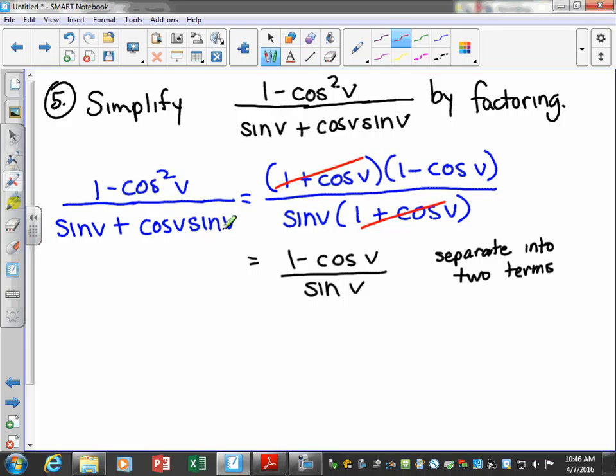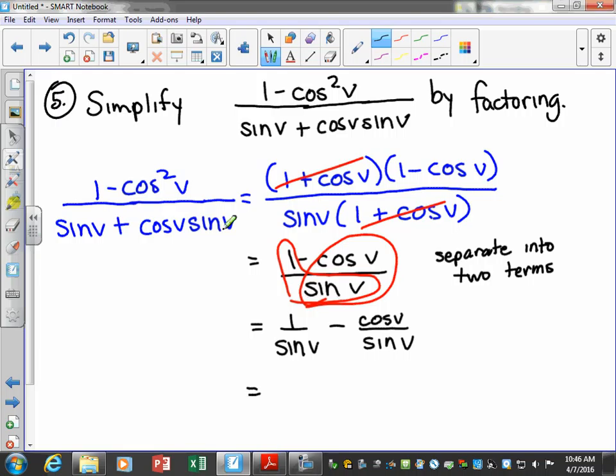And let me pick a different color. So I'll have, that's 1 over sine of v, minus, and then the other one would be cosine of v over the sine of v.